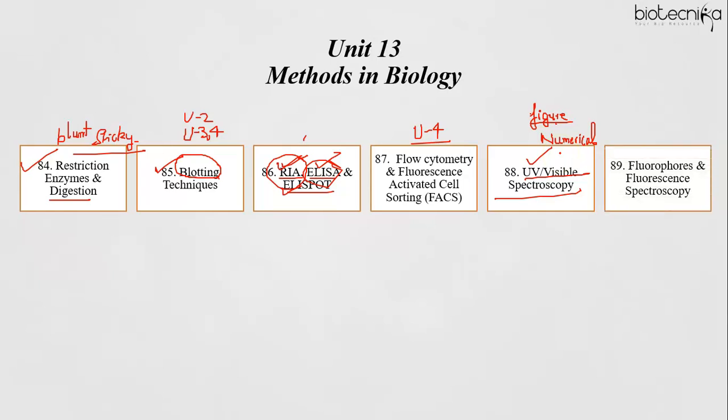Sometimes spectra based questions do come from NMR or circular dichroism also, but UV visible has been an important topic if you analyze the previous year question papers. Then a Part B or Part C question on fluorophores and fluorescence spectroscopy is asked. It is either an application based question or a question on how you will study the interaction between two proteins using fluorophores or fluorescence spectroscopy.